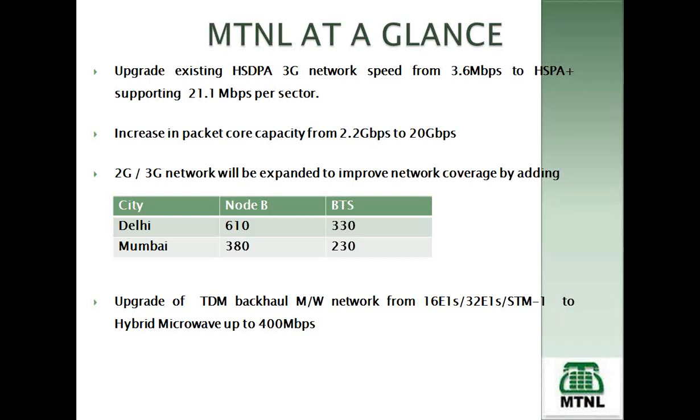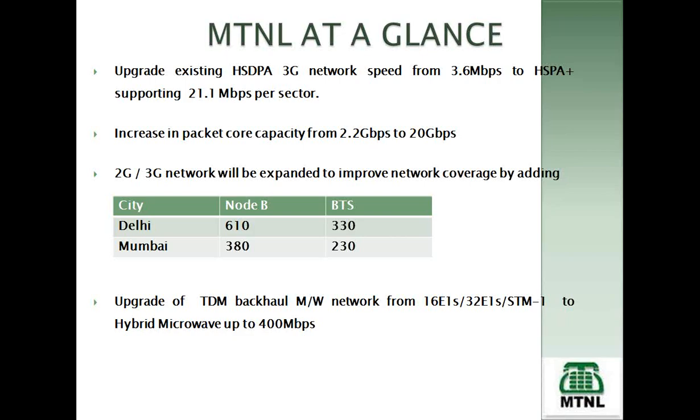We are also increasing the packet core capacity from the present 2.2 gigabits per second to 20 gigabits per second across Delhi and Mumbai. In terms of the number of nodes and BTS that we are going to add within 3 months, around 610 more nodes will be added in Delhi and 380 in Mumbai. Similarly, normal BTS are also being added in both the cities. We are also upgrading our TDM backhaul microwave network from the present 16 E1 up to STM1 hybrid microwave, up to 400 Mbps in the 2 cities.